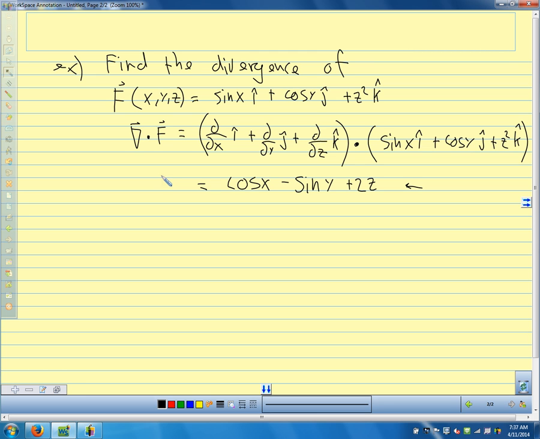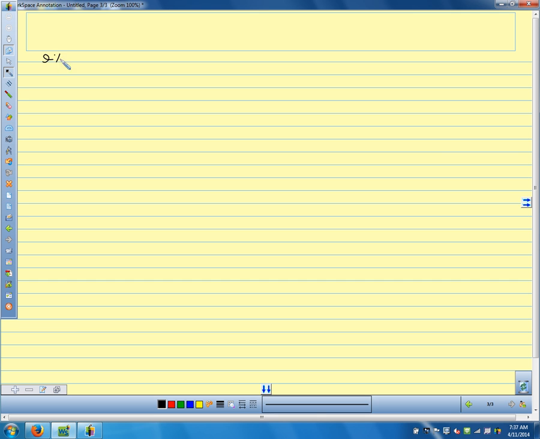All right, so for our next example, let's verify that the divergence of the curl of a particular field is 0. You can't take the curl of divergence, can you? We'll talk about that in just a second.